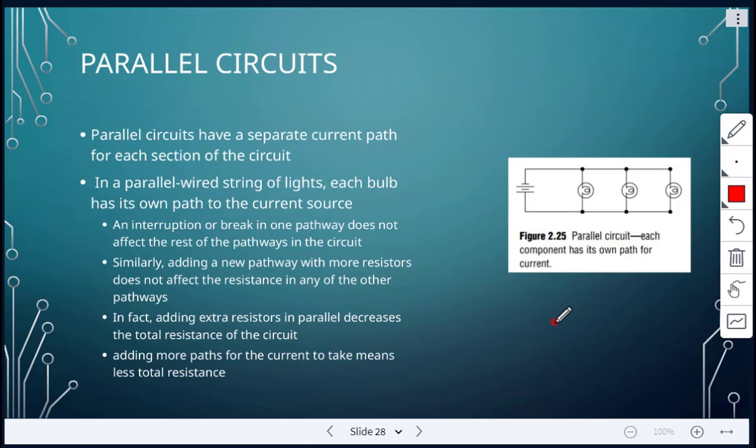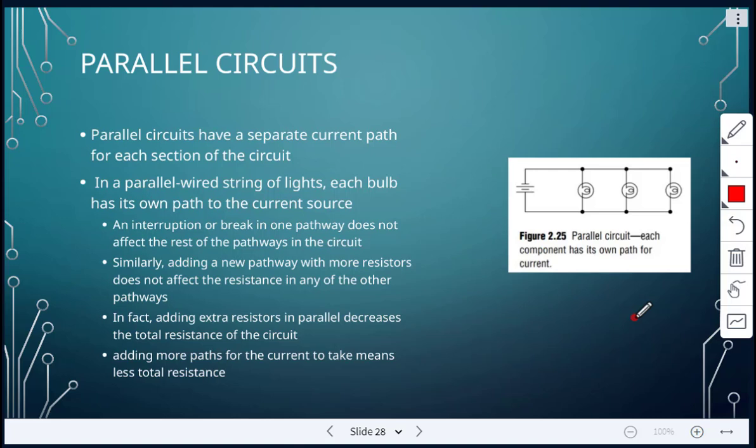So again, parallel circuits have a separate current path for each section of the circuit. Therefore, if there is an interruption or a break in one pathway, it's not going to affect the rest of the pathways in the circuit, because the current can still flow in the other pathways. In this example, each bulb has its own path to the current source. So that's the advantage here.